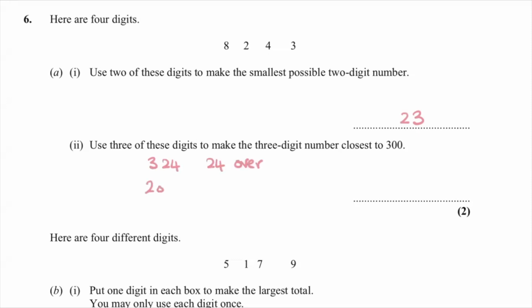And then I've got 283. That is 17 away from 300. So 283 would be the correct answer. And it's a 2-mark question. So they're expecting to see some sort of working out going on over here, not just a single answer.